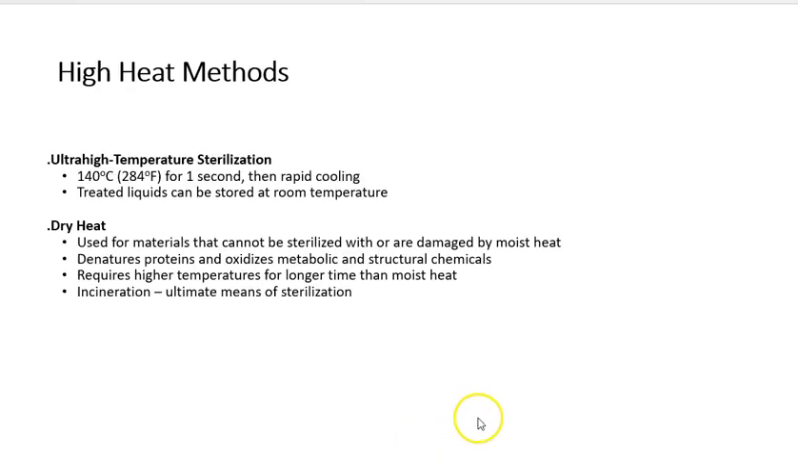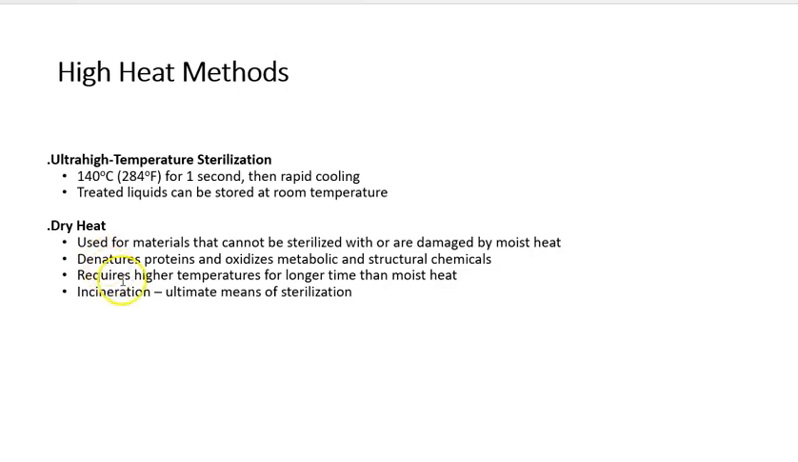All right, now we can use high heat, which is ultra high temperature sterilization. 284 degrees Fahrenheit for 1 second and then rapidly cool. You can treat these liquids and they can be stored at room temperature. So usually these are used in food preparation and stuff like that. Not something we use at a hospital or healthcare facility.